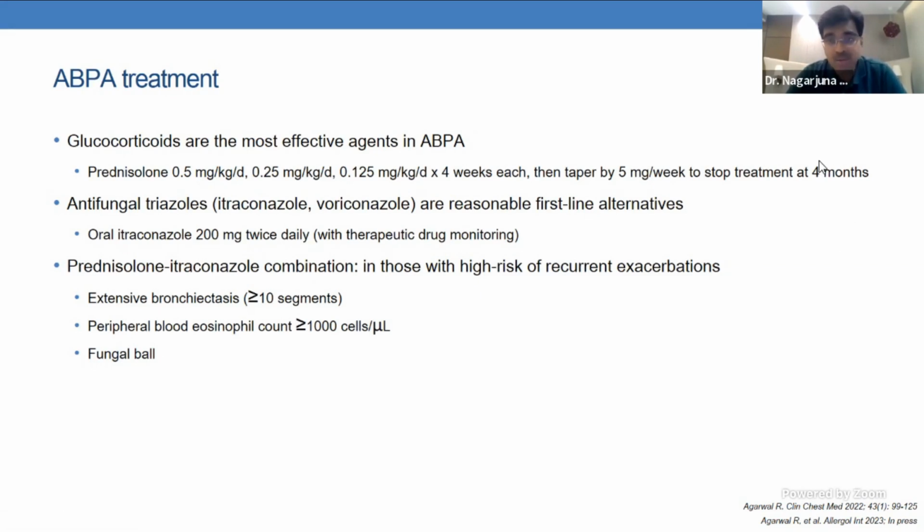Now there is data to say that where people cannot tolerate steroids or don't want to take steroids, monotherapy with antifungals, itraconazole or voriconazole, can be a reasonable first-line alternative. And OCS plus antifungal combination can be considered in people who are at high risk of exacerbations. As I have said, extensive bronchiectasis, high eosinophil counts, or a fungal ball, an upfront combination therapy may be attempted.